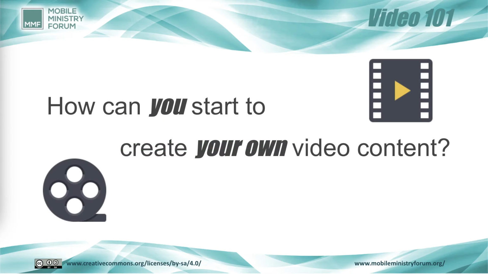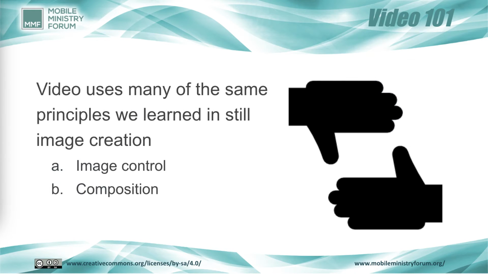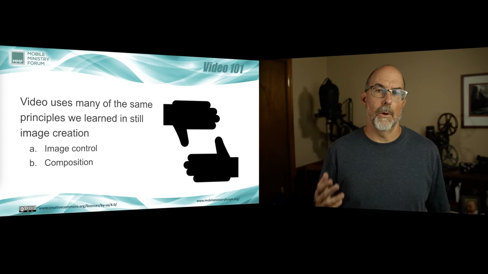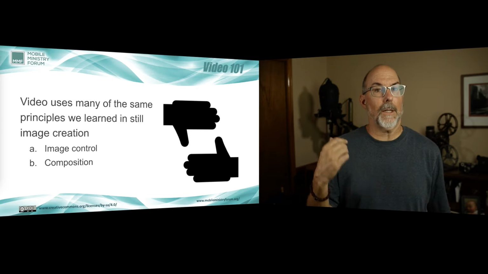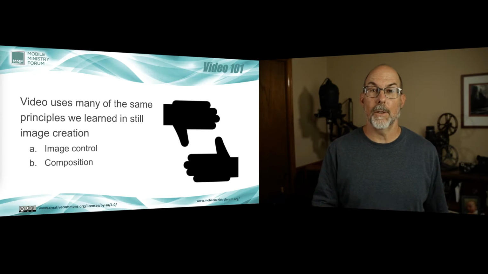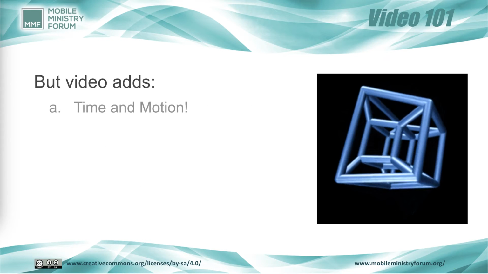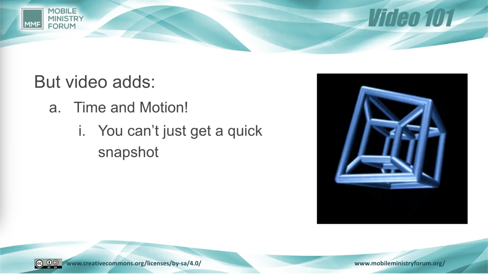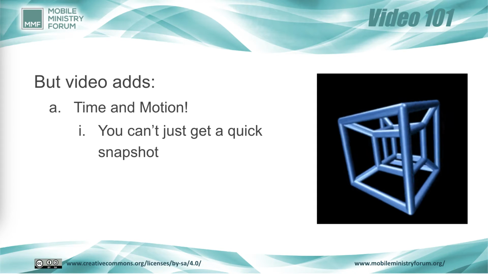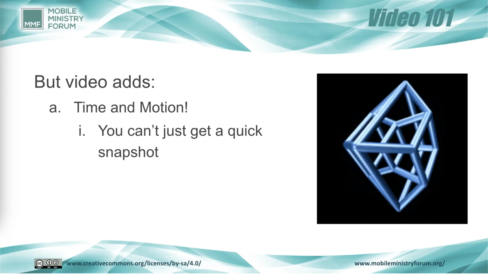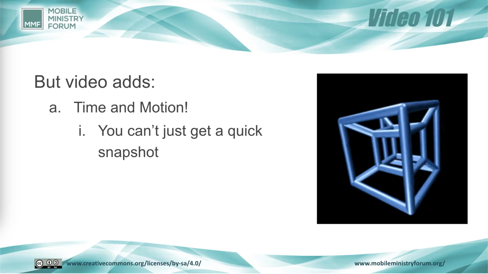So, how can you start to create your own video content? Video uses many of the same principles we learned in still image creation, things like controlling your image and composing a shot. If you want to refresh your thinking or learn about this for the first time, check back on earlier lessons 1 and 2 about still image creation. But video adds things like time and motion. You can't just get a quick snapshot. You have to think about a longer event that's happening in front of you. You need to hold a shot for a while to show what's happening and what story is being told.